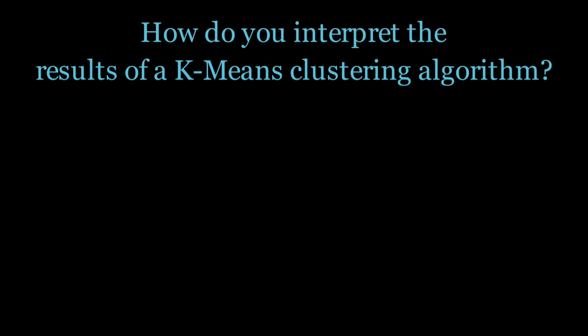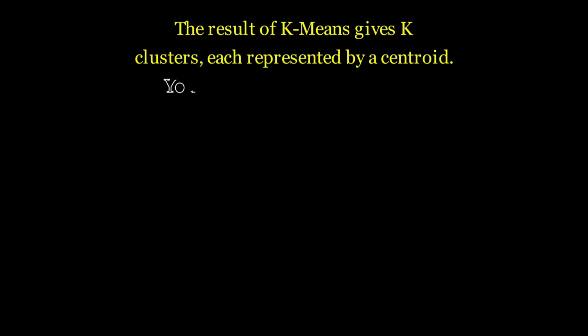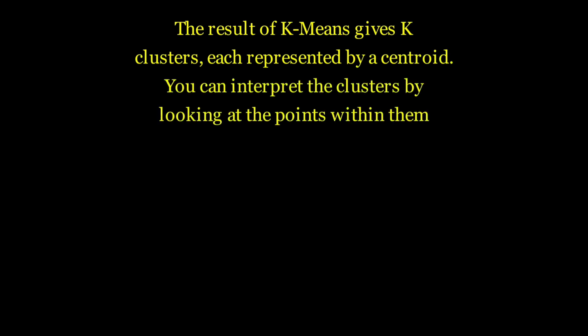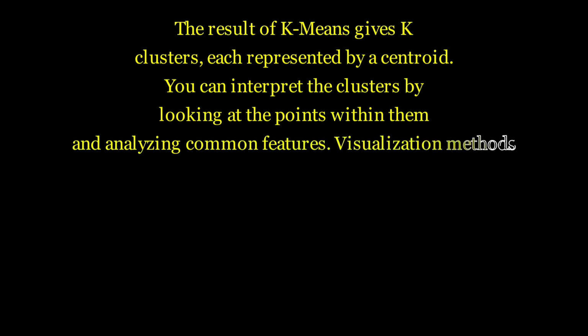How do you interpret the results of a K-means clustering algorithm? The result of K-means gives K clusters, each represented by a centroid. You can interpret the clusters by looking at the points within them and analyzing common features. Visualization methods like scatter plots can also help understand the clusters.